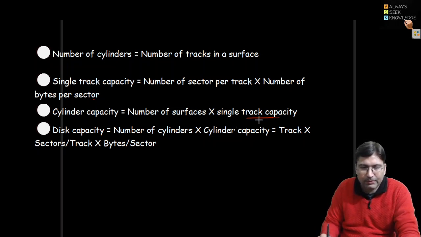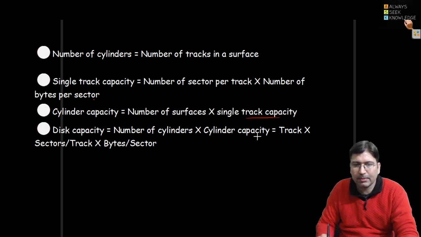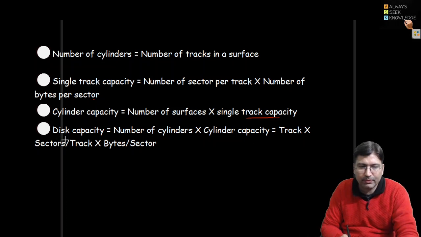So that will give us the cylinder capacity. Then disk capacity is the number of cylinders multiplied by cylinder capacity. So the total disk capacity, you can say how many cylinders are there and what is the capacity of a cylinder.